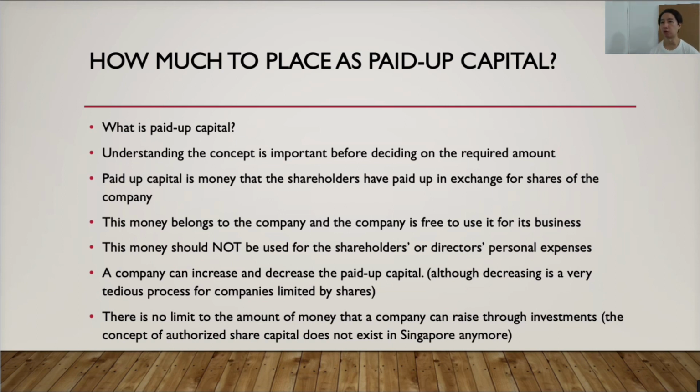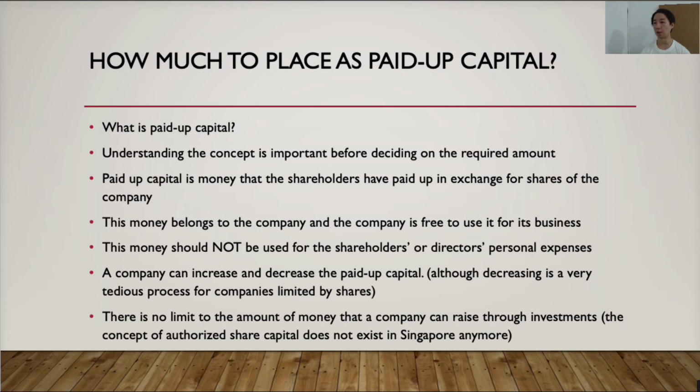That means if the shareholder and the director have access to the company bank account and they say, okay, I want to go out and eat with my family, then I use the money which I paid as paid up capital to pay for my family's dinner, that is wrong. The money cannot be used by the shareholders or directors for their personal expense.